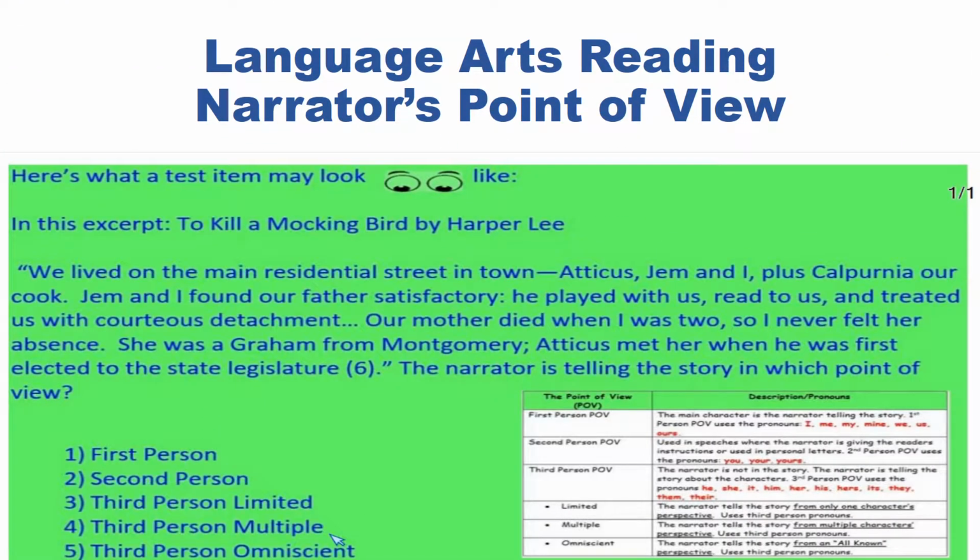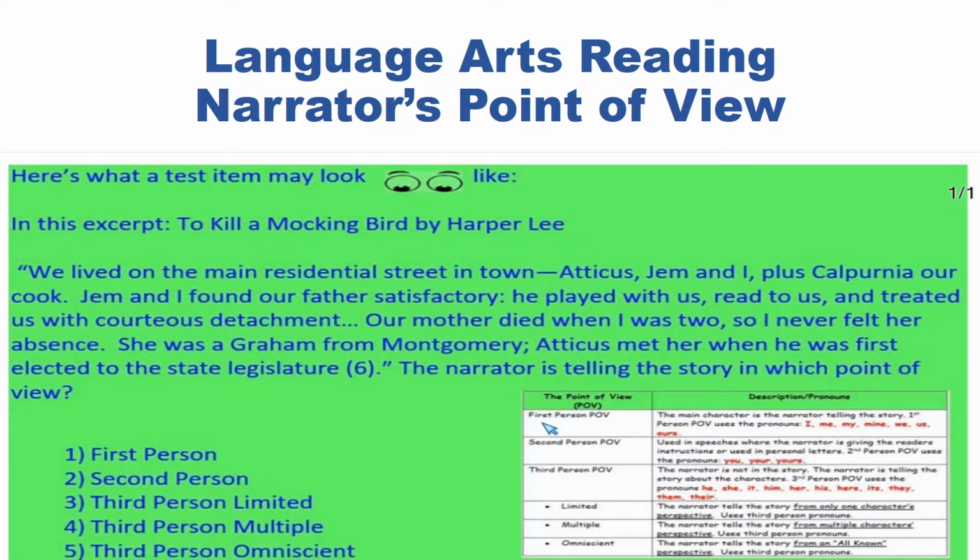So hopefully you had an opportunity to review the chart that's on the previous slide, because you want to make sure that you are familiar with the various points of view in which a narrative can be told in order to answer this question and similar test questions.